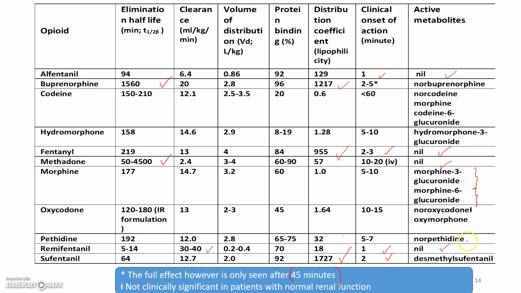And then with pethidine, you have the norpethidine. For sufentanil, you have desmethylsufentanil. And for oxycodone, it's oxymorphone and noroxycodone. And for hydromorphone, it's hydromorphone 3-glucuronide. So take note, these are the opioids that have active metabolites, as opposed to the opioids that do not have active metabolites.